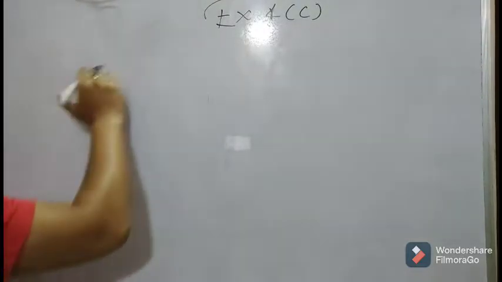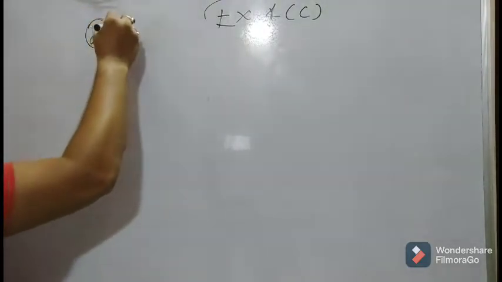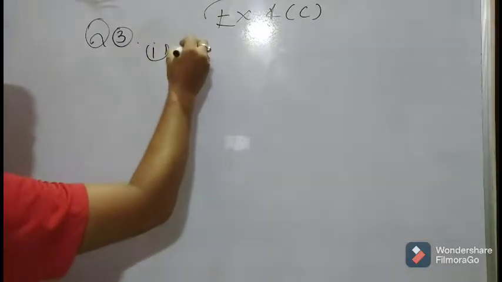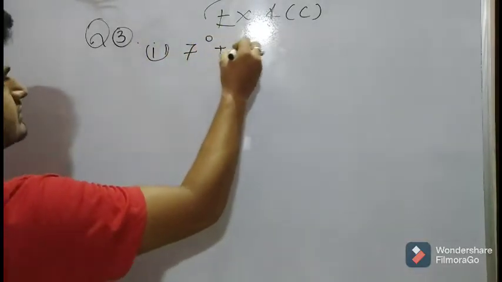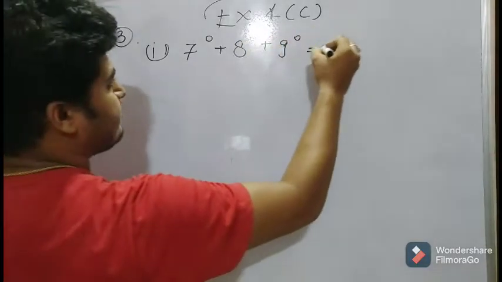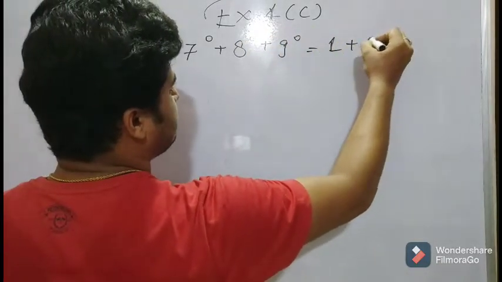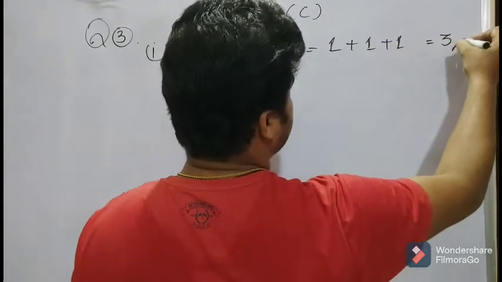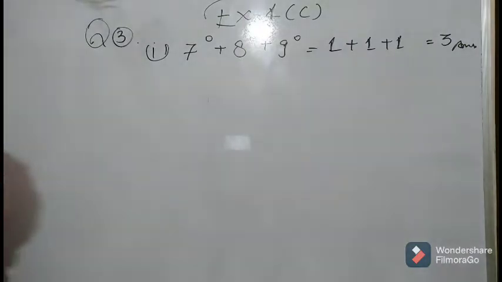Question number 3. In question number 3, in the first part it is saying 7 raised to the power 0 plus 8 raised to the power 0 plus 9 raised to the power 0. So 7 to the power 0 is 1, 8 to the power 0 is 1, 9 to the power 0 is 1. 1 plus 1 plus 1, that is 3, will be the answer.